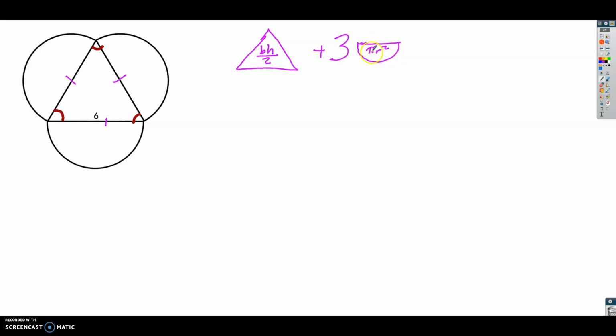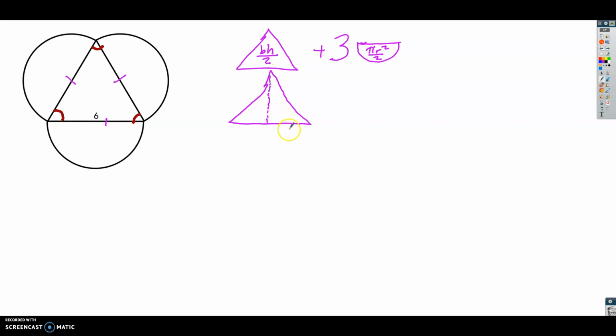But since I have half a circle, I need to take the area formula for my circle, which is pi r squared, and then divide it by 2. Right, so once I've done that, all I realistically need to do is solve my figures. So if we take a look at this triangle right here, we're going to have to do some detective work.